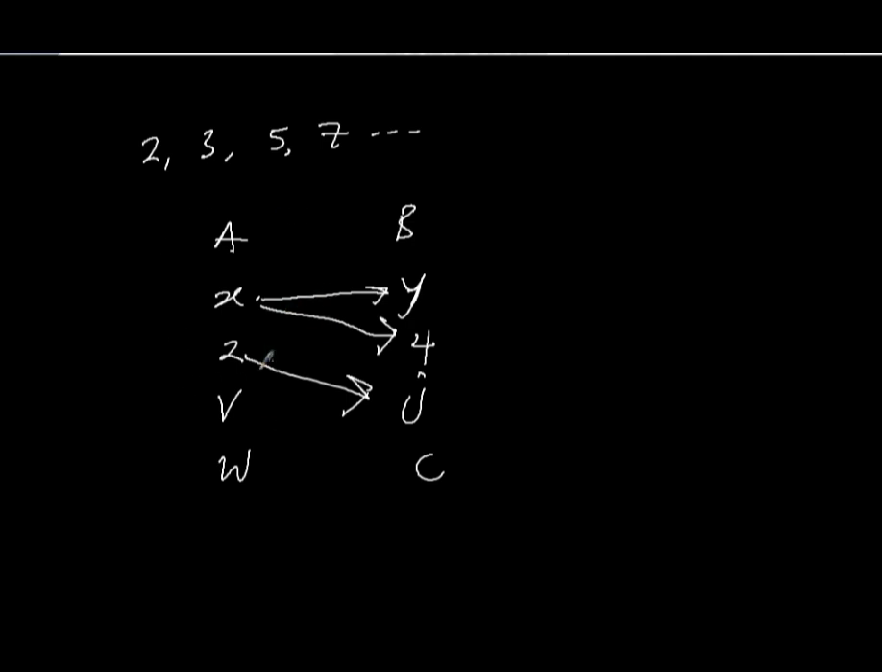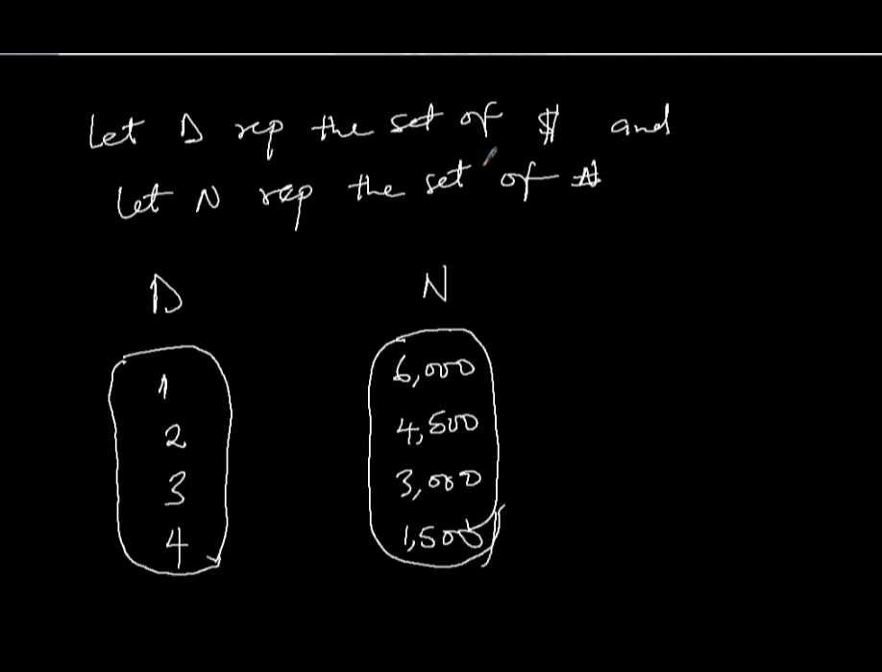Now let's use an example to offer more clarity on the definition of functions. Let D represent the set of dollars and let N represent the set of naira. From the diagram here, we have two sets, dollar and naira, and the elements in dollar are 1, 2, 3, 4, while the elements in naira are 6,000, 4,500 naira, 3,000 naira, and 1,500 naira. We can call all these elements in set D and set N what? Subsets.